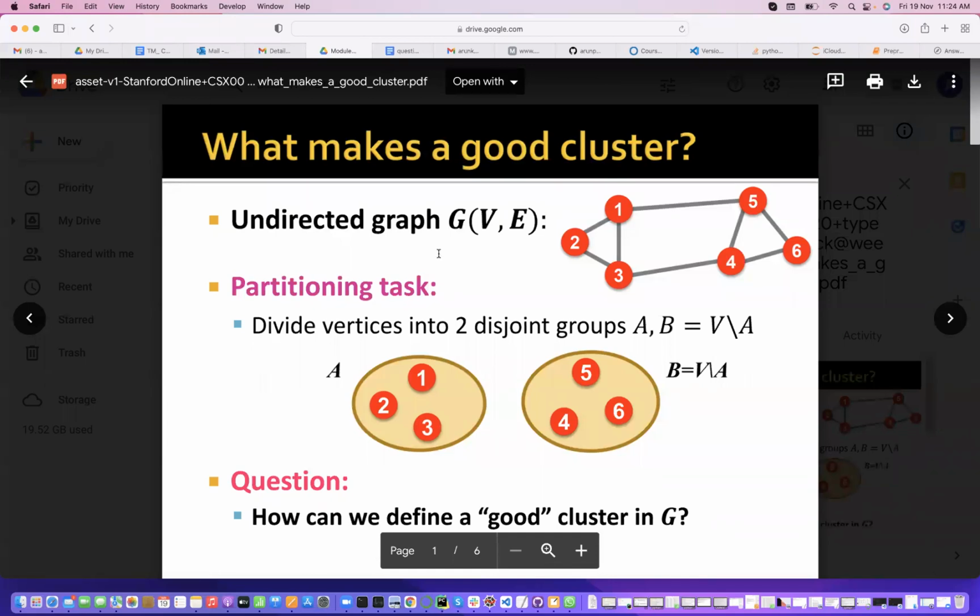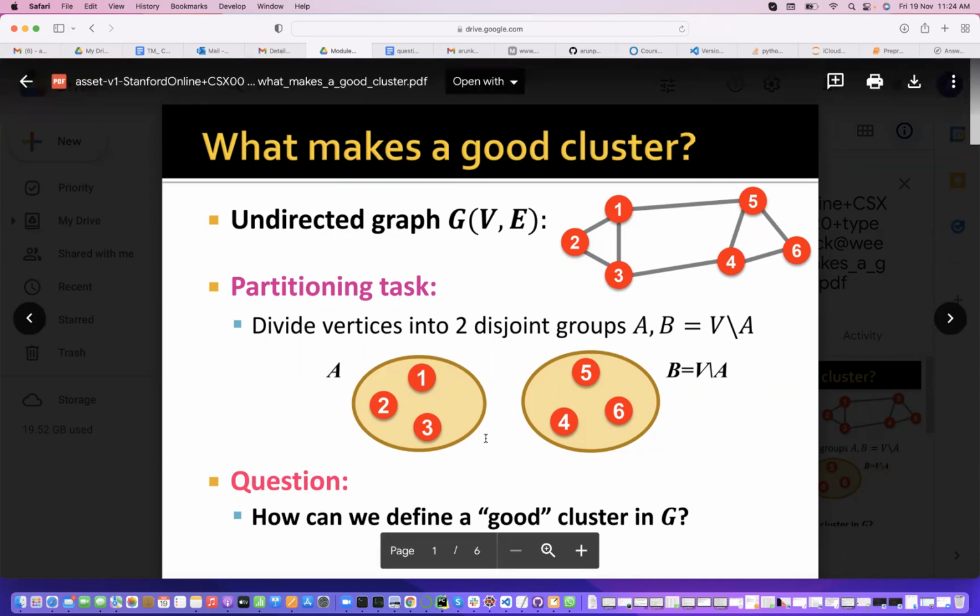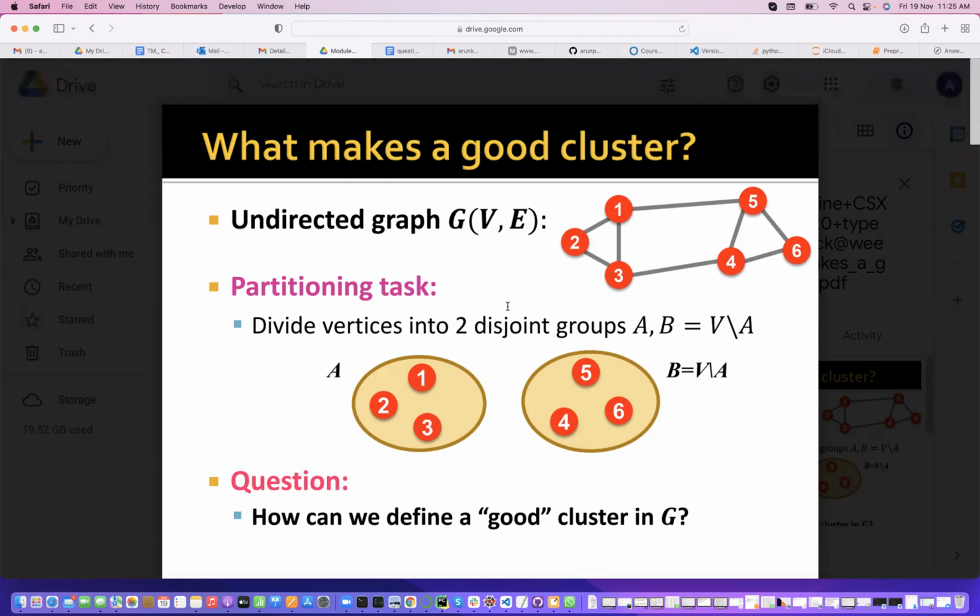What makes a good cluster? So if we take undirected graphs, by looking at this, you can immediately see two clusters, right? Or you can partition people into two groups, divide vertices into two disjoint groups. A, B is nothing but V minus A. A partition always should have an intersection of empty set. So by looking at this graph, you can see two partitions based on what?